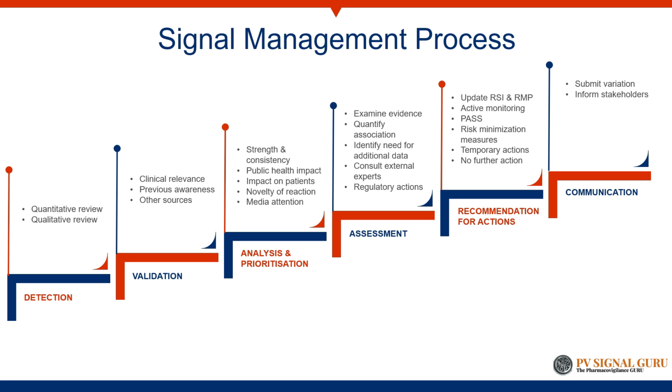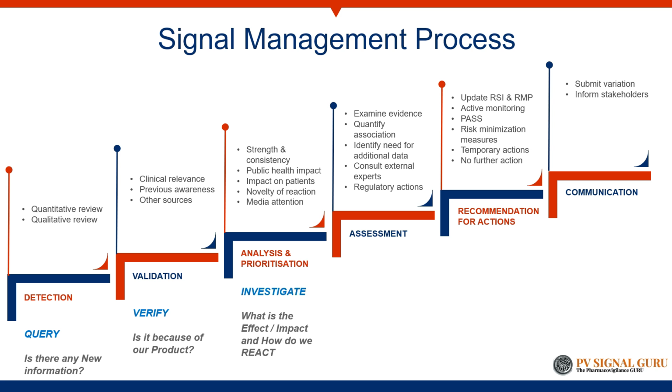So, from the overall signal management process, what are the key objectives and the key questions that need to be addressed at each and every step of this signal management process, from detection to communication? So in signal detection, what we are trying to say is, is there any new information coming from review of various sources for our product? In validation, what we are trying to say is, is this signal related to the product, and does it justify performing a deeper analysis?